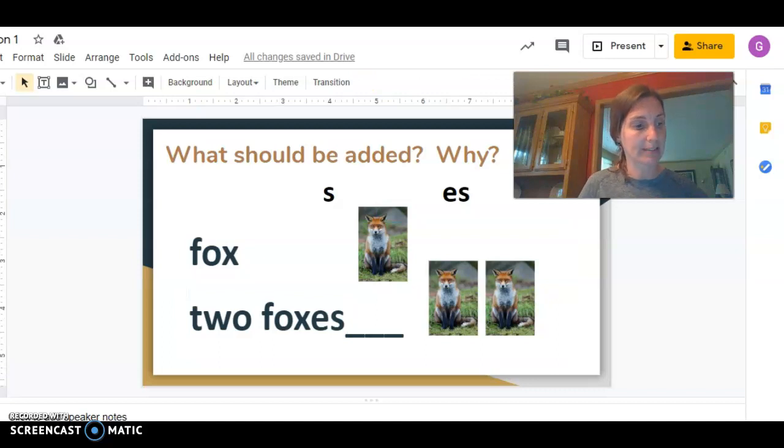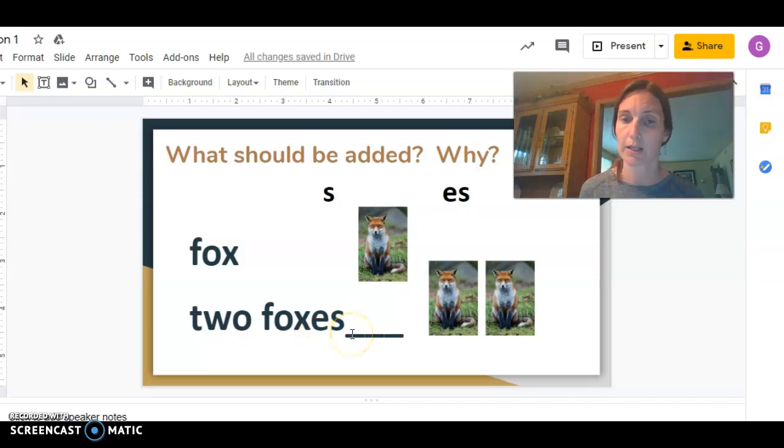So what did we learn today? We learned that a suffix is a word part added to the end of a base word that changes the meaning slightly. What does the suffix s do? It makes it plural. What does the suffix es do? It makes it plural. And how do you know when to use suffix es versus suffix s to make a base word plural? You have to look at the letters at the end of the base word to help you determine, do I use suffix s or do I use suffix es?